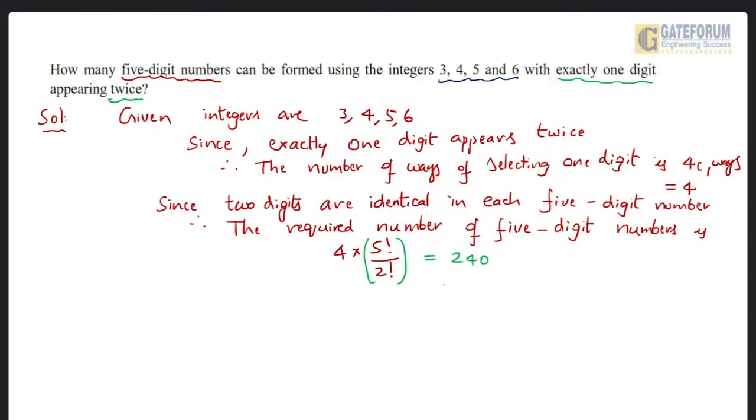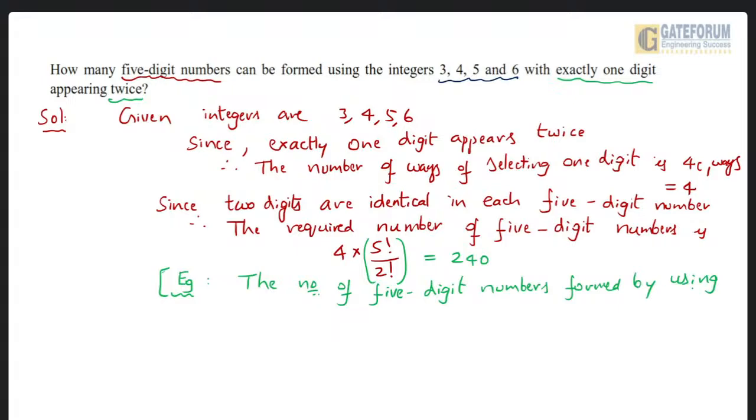Okay, so I can give the explanation here. Example, the number of five-digit numbers formed by using 3, 4, 5, 6 is 5 factorial by, that is 3, 3, 2 factorial ways.